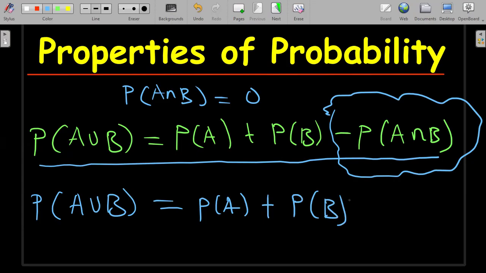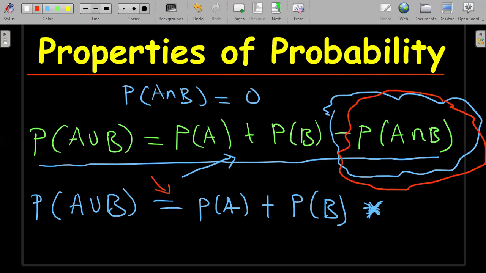B. So note that you can only use this one here if your events A and B are mutually exclusive. If they are not mutually exclusive, then you have to use the formula on top. But if they are mutually exclusive, you can use this one down here, because this part becomes 0 and you'll not need it in your calculations. So be careful of this property.